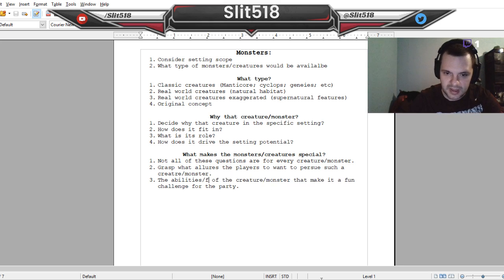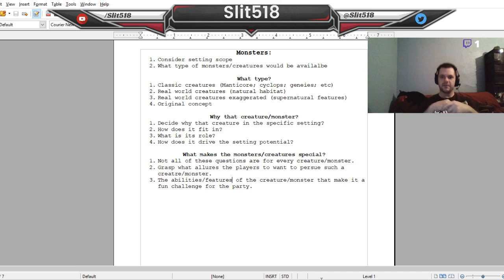Yep, abilities slash features. There we go. And your players might find that interesting. For example, let's look at dragons. A lot of them have resistances to magic and certain damage reductions to attacks, but they also have their weaknesses.